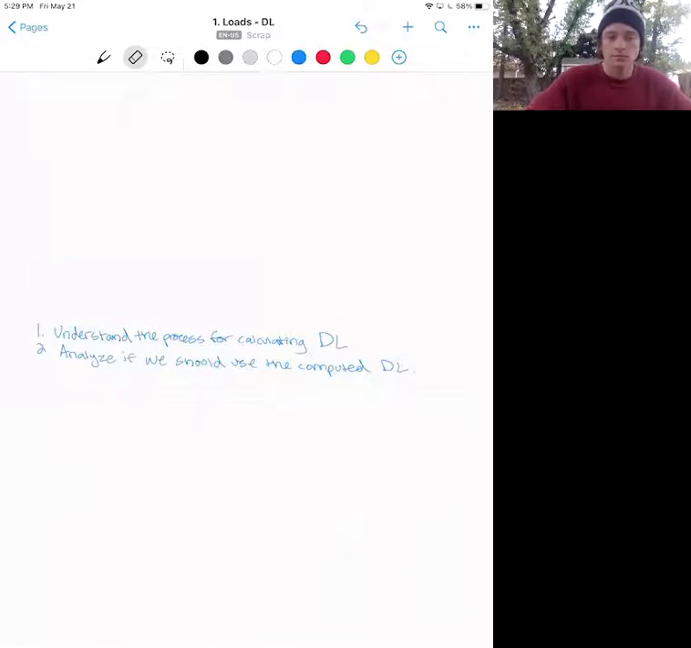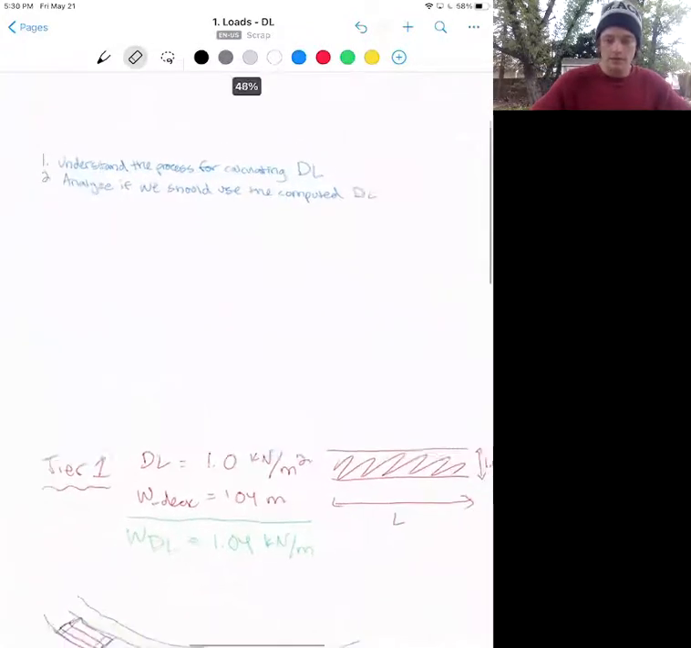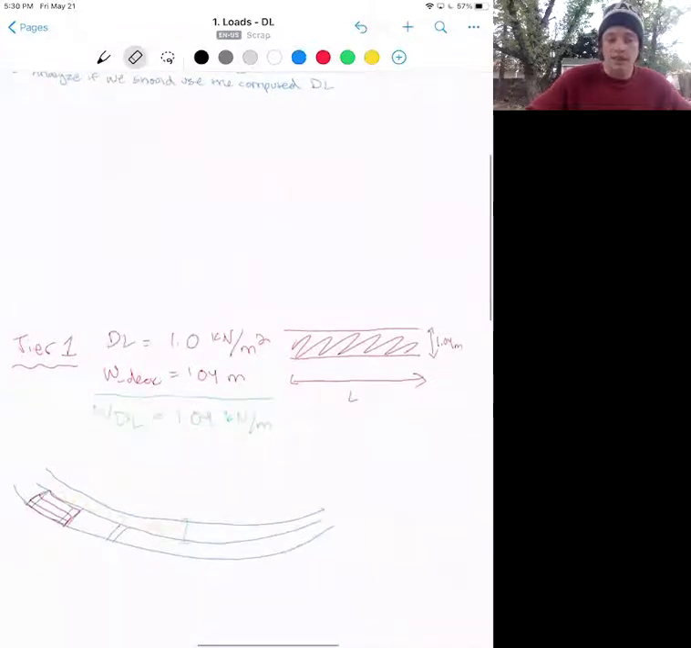For some background, in the Tier 1 checks, which is currently taught in BP211, we take the dead load to be a conservative 1.0 kilonewtons per meter squared, and with a deck width of 1.04, this becomes 1.04 kilonewtons per meter, which you should already know, and as you can see in this graphic below. Tier 2 calculations will require you to actually calculate the dead load using the weight of material of the bridge. That is the deck, crossbeams, suspenders, fencing, and cable.